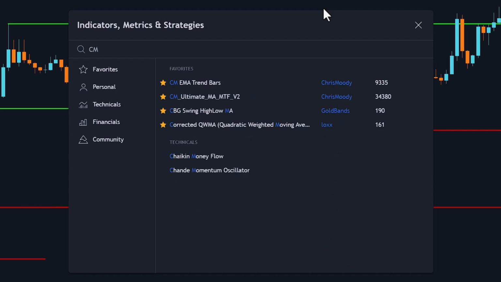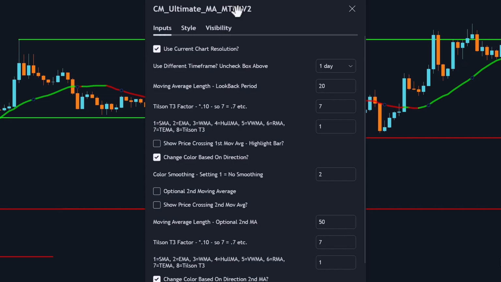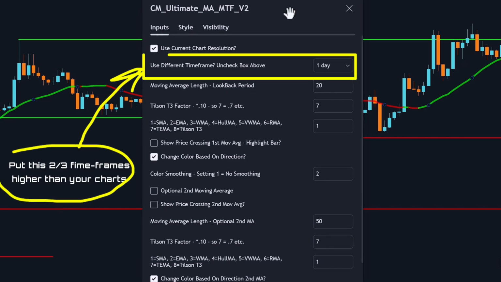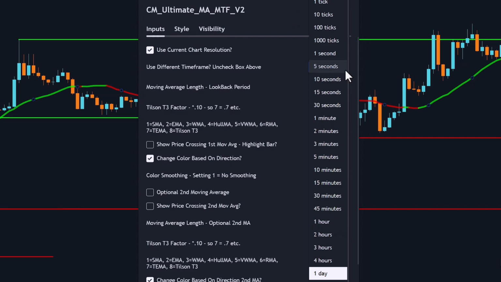Go back to the Indicators tab and search for the CM Ultimate Moving Average MTF indicator. The name might sound a bit intimidating, but trust me, it's a game changer. Once you've added it to your chart, we'll fine-tune the settings together.